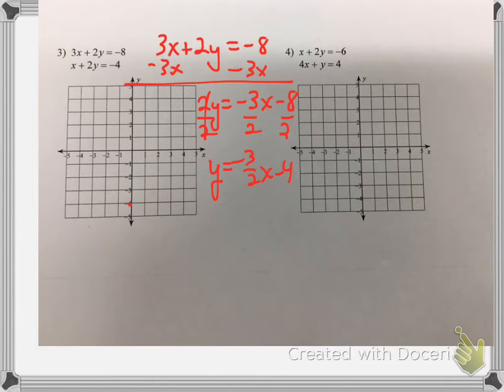Graph, put it at -4, then 1, 2, 3, 1, 2. I went to the left because it was -1: 2, 3, then 1, 2. Get a couple points on there. Second one, x + 2y = -4. This should be a 1 there, so -1x - 4. Many of you miss that every time there's a fraction. Divide by 2, divide by 2, divide by 2. So I have y = -1/2 x - 2.